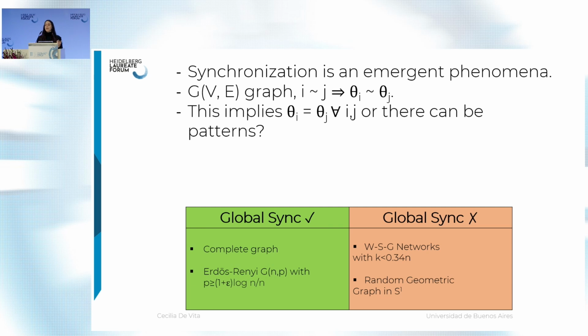And finally, we have the case of random geometric graphs in S^1. In this case, we have n nodes uniformly distributed at random in the circle, and we say that two nodes are connected if their distance is less than epsilon. This is a new result where we show that there is no global synchronization, but instead we can see certain patterns, like in the case of fireflies. So the question we aim to answer is, given a fixed graph, can we guarantee global synchronization, or might patterns emerge instead? Thank you.